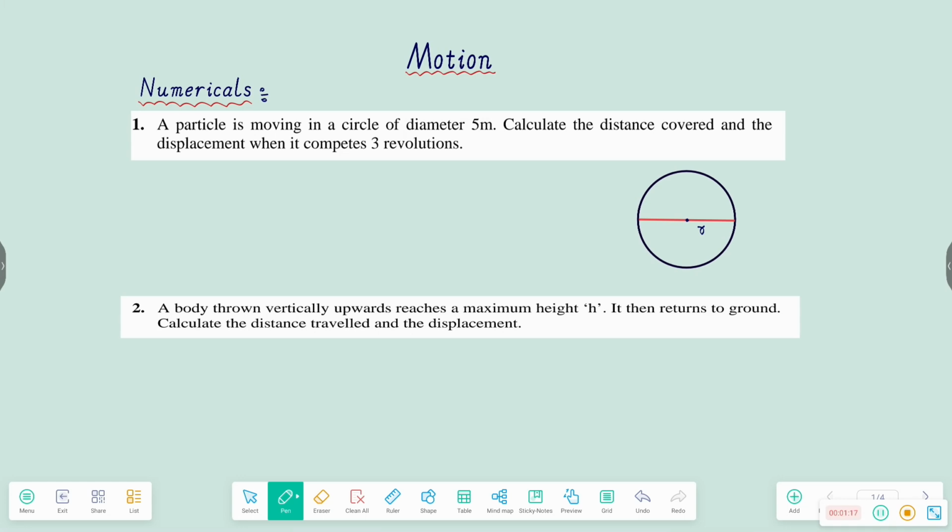So now in this problem we have to find both distance and displacement. Because the path is circular, the diameter is given, and it is given that 3 complete revolutions were made. If it makes 1 complete revolution, one time the circumference of the circle will be covered. So let us find the total distance travelled now.